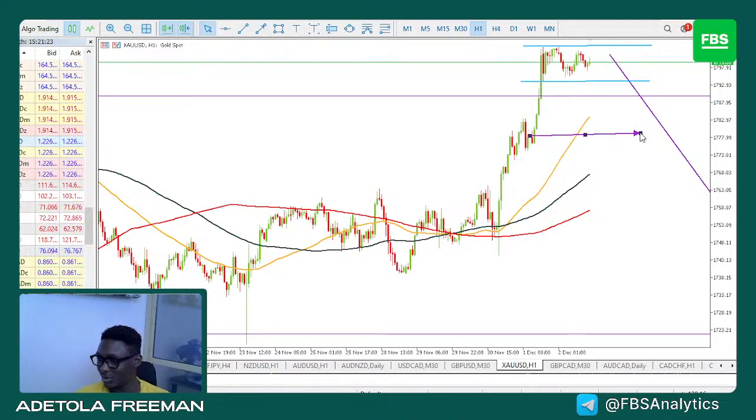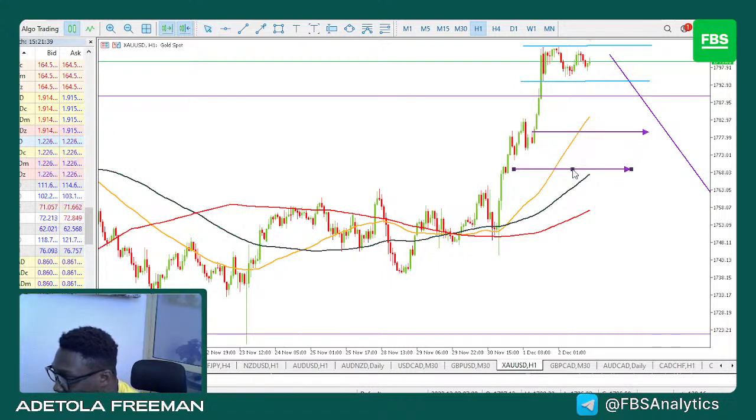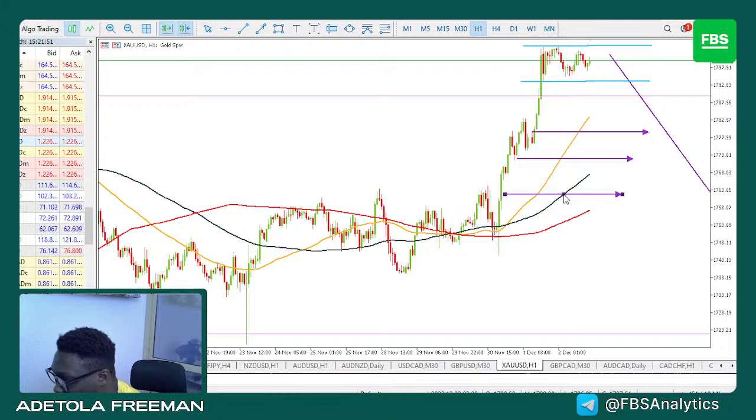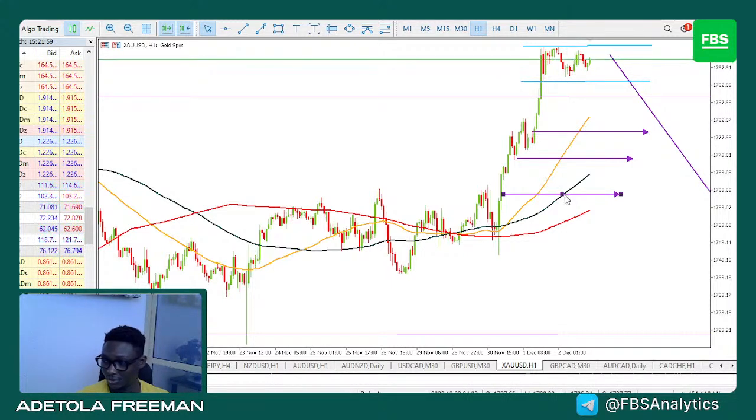So if I'm selling gold, where should I put my take profit, or where should my TP be? All right. So if I'm to sell gold, I think my first take profit will be 1779.5. Then my second take profit could be somewhere around here, which is 1772.5, and then the third take profit should be somewhere around here, which is 1761 or 1762. Yeah, 1762.